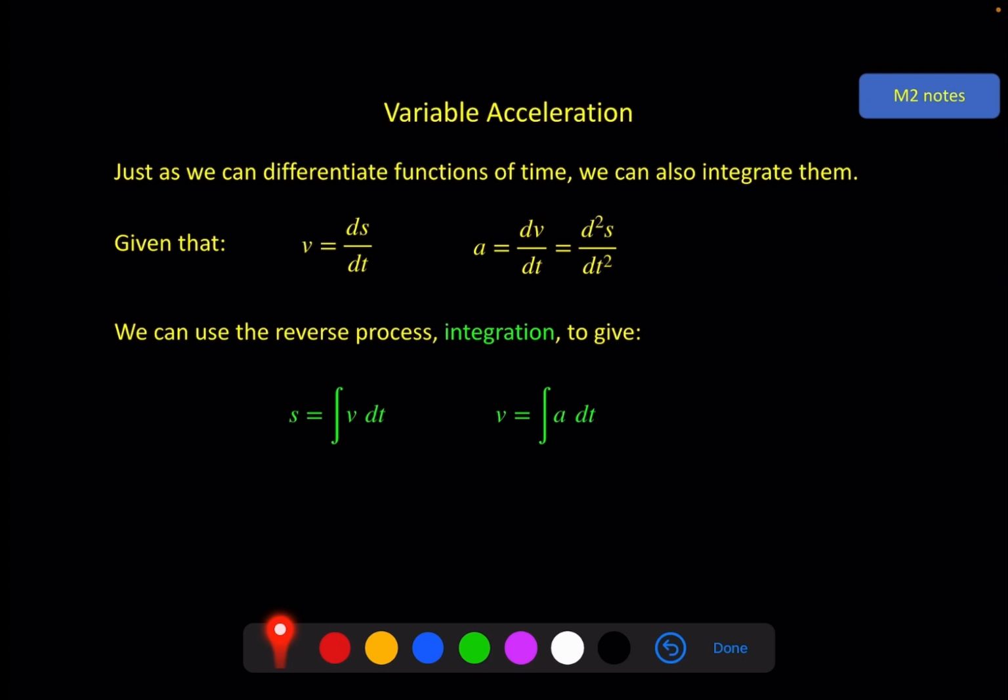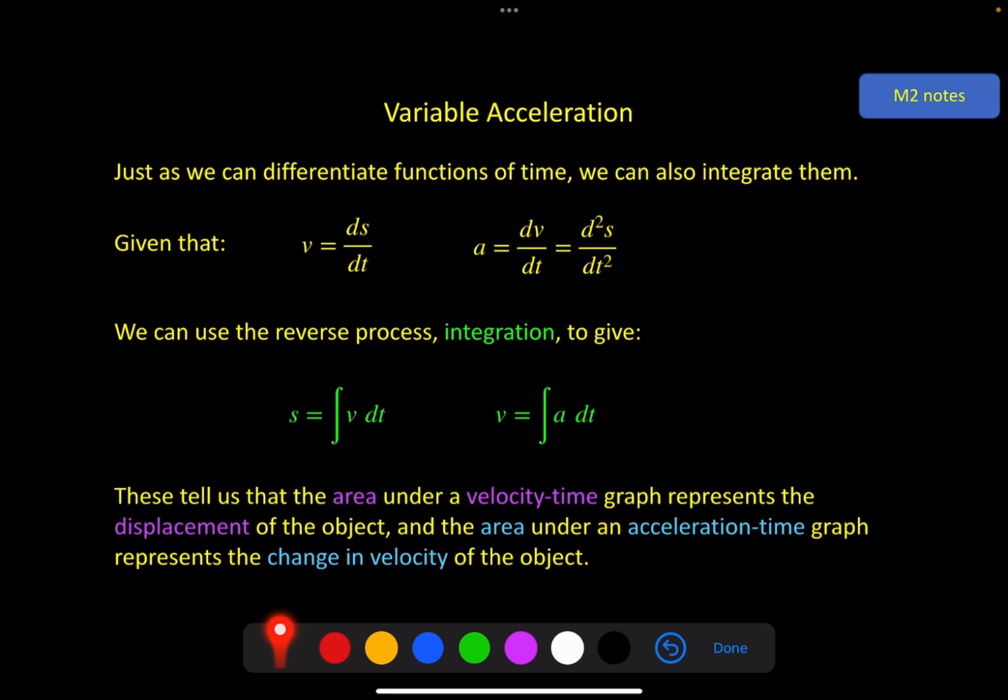Something else that's worth noting here is that these tell us the area under a velocity time graph. When you integrate the velocity time graph, you get the displacement. Now that might be something you've heard before. The area under a velocity time graph is equal to the total distance traveled, or the displacement.